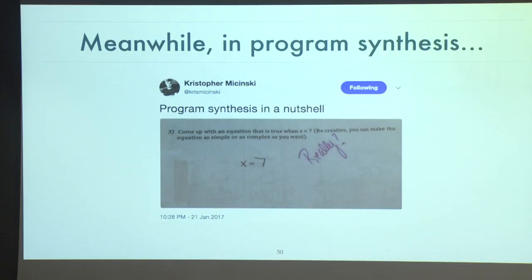Meanwhile, you may have noticed that I have talked about theorem proving and planning, but I've not brought up program synthesis. Over here, they have a similar kind of problem. If you can't read the text here, it says, come up with an equation that is true when x equals 7. Be creative. You can make the equation as simple or as complex as you want. So here's a human failing at generating creative output. This is a tweet from my friend and colleague Chris Mazinski, who works on program synthesis. There's a similar kind of problem here, although this is, of course, sort of a joke.